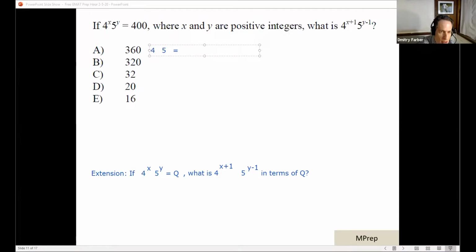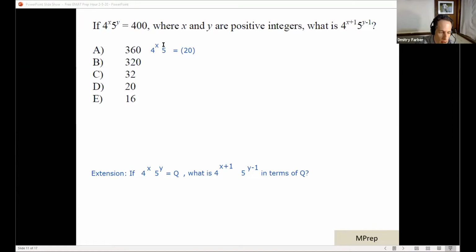If I recognize that 400 is 20 squared, then I could say, all right, that's going to be 2 squared times 5 squared. So 4 to the x, 5 to the y will be equal to 2 to the 4th times 5 squared. Various ways you could have broken that down. You can also say 4 times 100, 100 is 10 squared, whatever works for you.